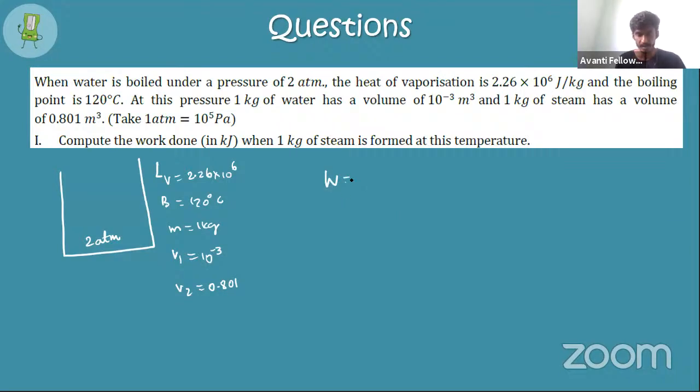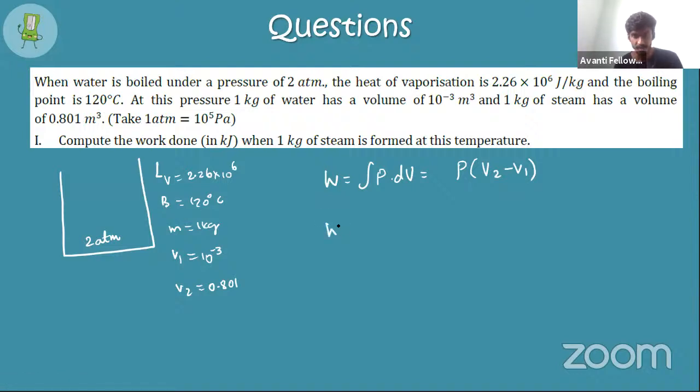So work done, we already studied, is the integral of PdV. Here pressure is constant, so work done is equal to pressure into V2 minus V1.